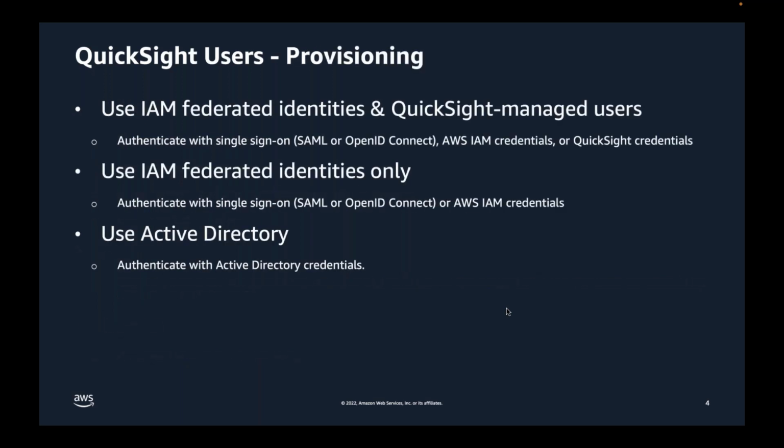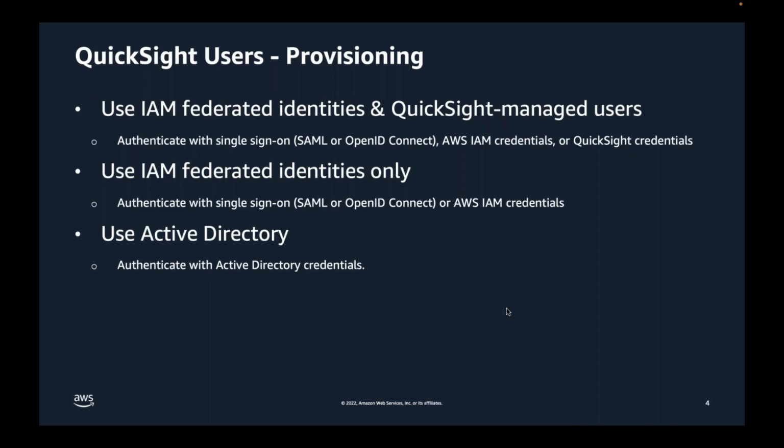Now, what are the various ways users can be authenticated into QuickSight? I'll show the product screen in a bit, but when you sign up for a QuickSight account, you're presented with three options. On the next slide, I'll go into detail on what each of them means. The first is using IAM federated identity. IAM is an AWS service, AWS IAM.